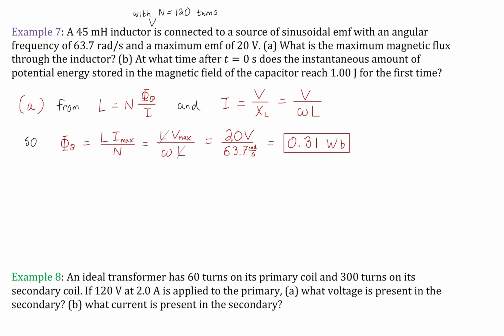Now in part B, at what time after t equals 0 does the instantaneous amount of potential energy stored in the magnetic field of the capacitor reach 1 joule for the first time? Okay, this is an interesting one.